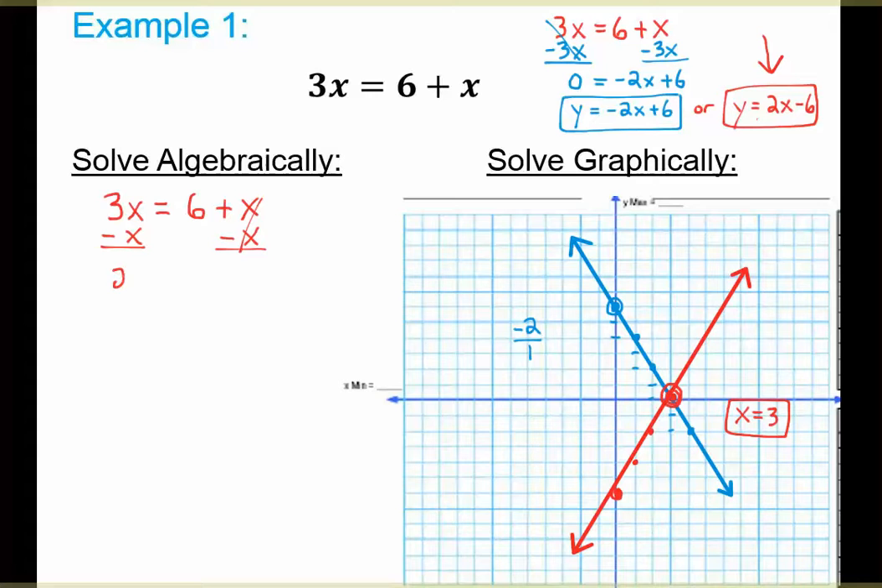So here I get 2x equals 6. Notice how the x is opposed to the loner, which is on the other side. To isolate the x, I'm going to divide by 2, and I come up with x equals 3. How do I know that that's what I am searching for? Well, the algebra and the graphing should be the exact same.